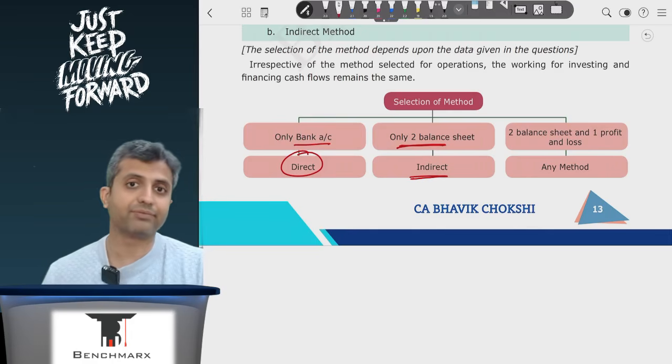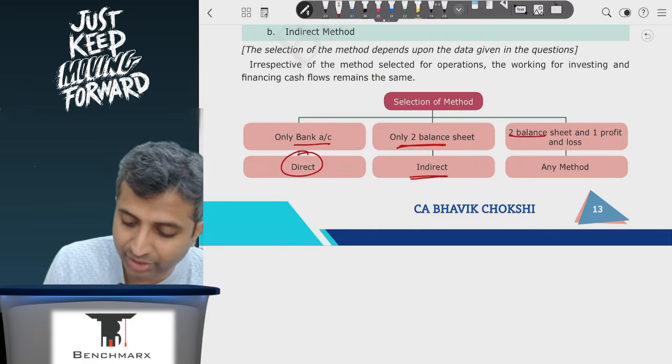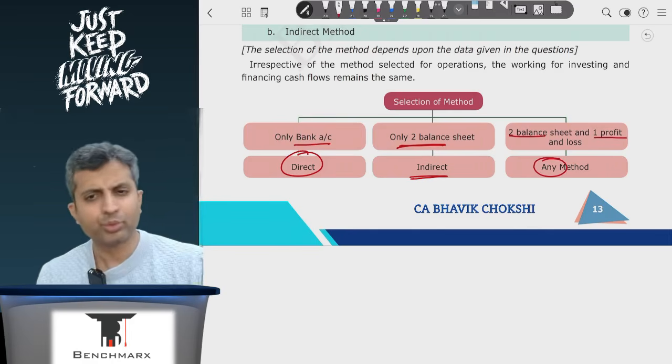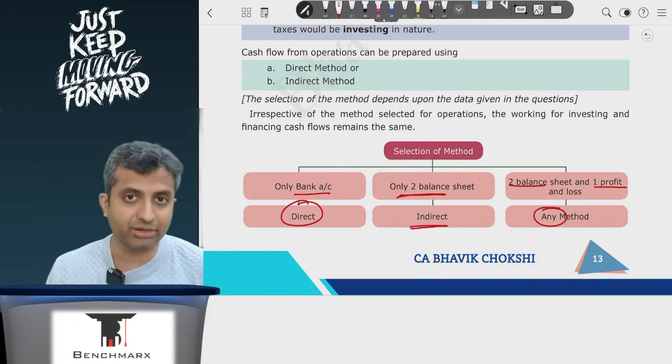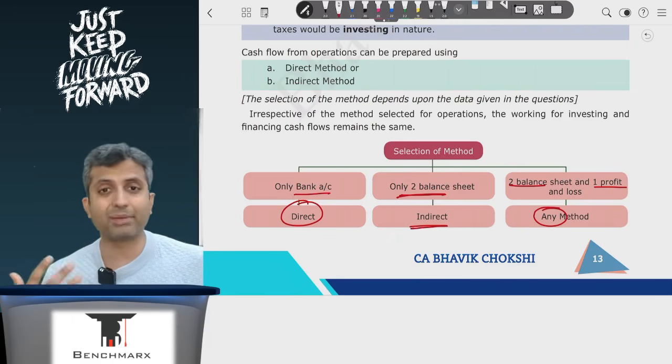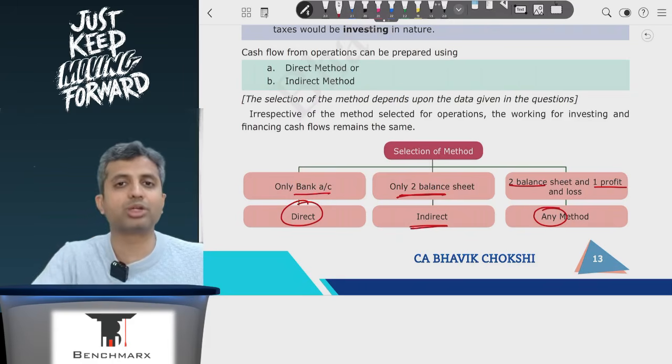However, what if there are two balance sheets and one profit and loss available, in which case you can follow any of the methods? Which method? Well, whichever you are more comfortable with, you can definitely follow it unless the question guides you otherwise. Practically, though the direct method is much clearer and much easier to understand.